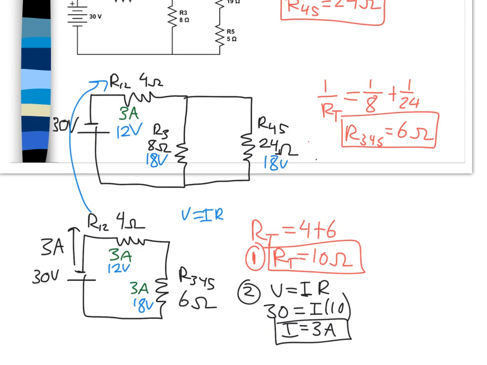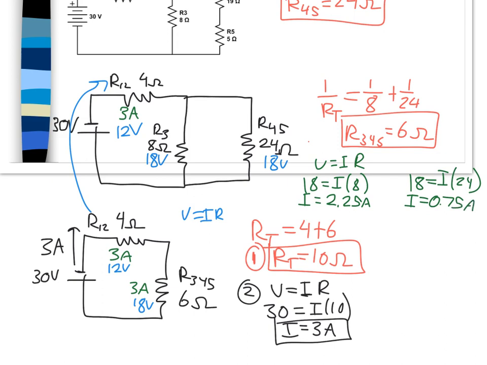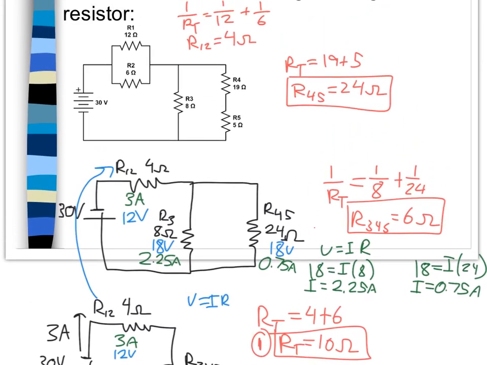And I can use that then again with Ohm's law. All right, so V equals IR once again to get the current. So I would say 18 is equal to I times 8, and 18 is equal to I times 24. And so I end up getting currents here of 2.25 amps and 0.75 amps. So this one is going to be 2.25, and then the other current here is going to be 0.75 amps. And that makes sense because they should add up to 3. So now we're going to step this back one more time.